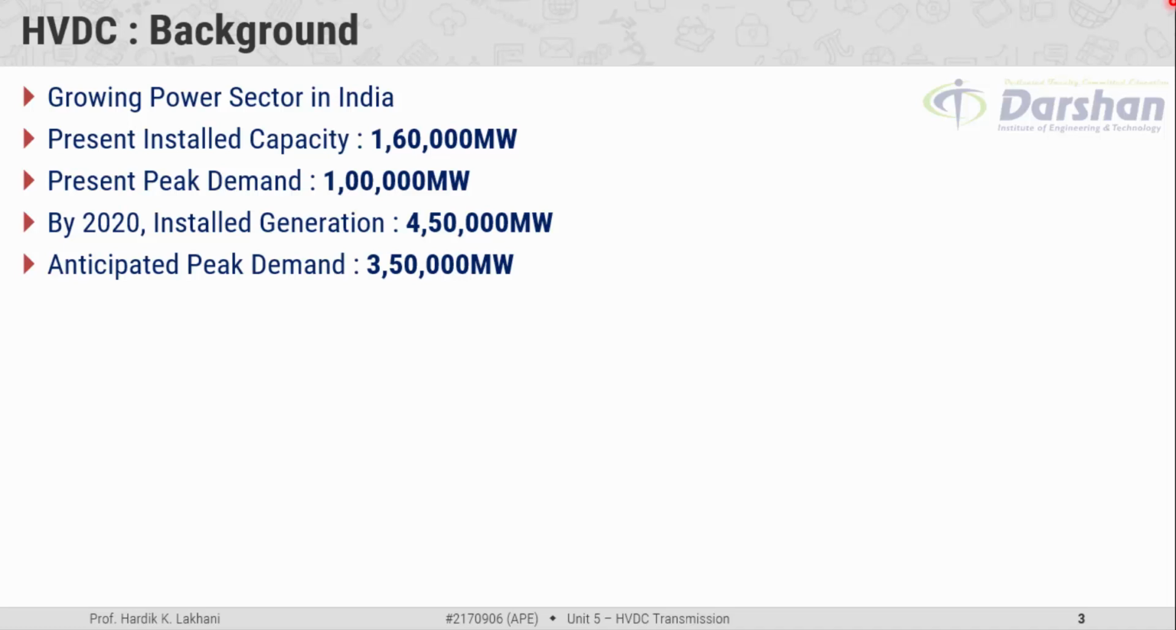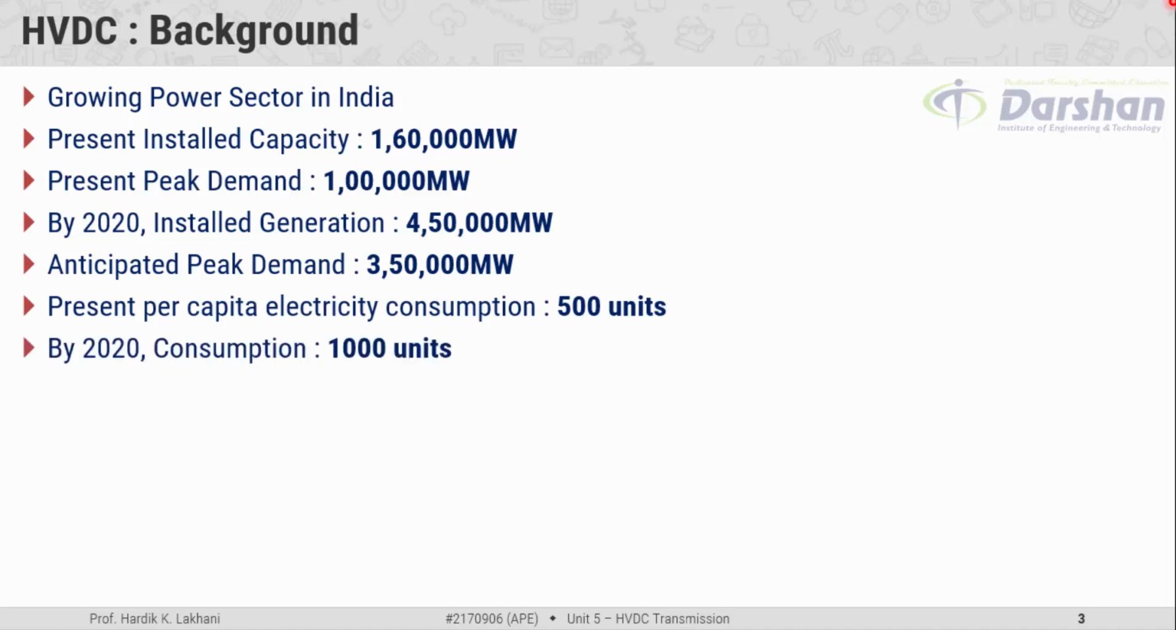These statistics are taken from a standard book of HVDC written by an international author, from the year 2017 edition. So these numbers are slightly different than the numbers as of today. Present per capita electricity consumption is 500 units, and by 2020 the consumption will be 1000 units.